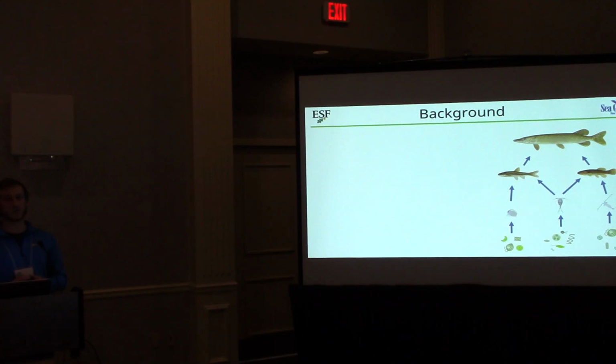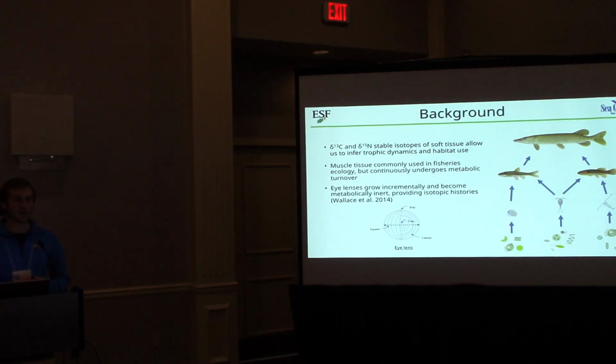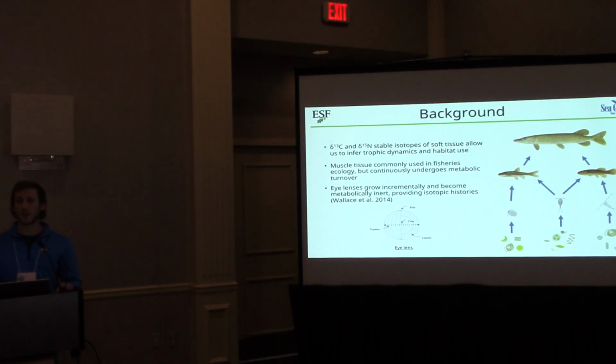So while otolith microchemistry can provide us a proxy for hypoxia exposure, stable isotopes of soft tissue can allow us to infer things like trophic dynamics and habitat use. Muscle tissue is most commonly used in fisheries ecology, but it does undergo metabolic turnover, so it only represents a relatively recent time frame prior to capture. Conversely, eye lenses grow incrementally, similar to otoliths, and become metabolically inert as they form. So basically what that means for us is that if you analyze each of these discrete eye lens layers, you can recreate the isotopic history throughout the entirety of the fish's lifetime.